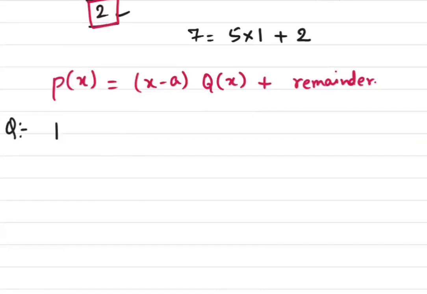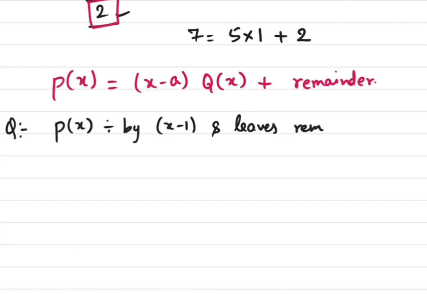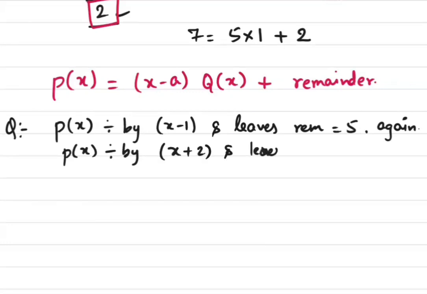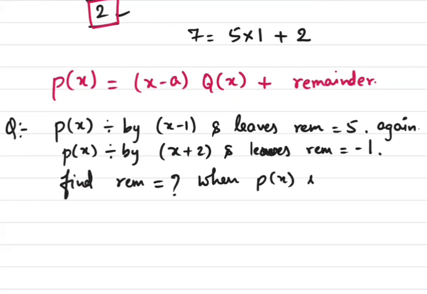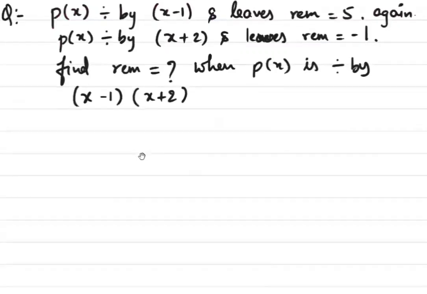Question says, there is a polynomial P of x which is divided by x minus 1 and leaves the remainder as 5. Then again, P of x, the same polynomial, is divided by x plus 2 and leaves the remainder as negative 1. Now the question is, find the remainder when P of x is divided by x minus 1 into x plus 2.